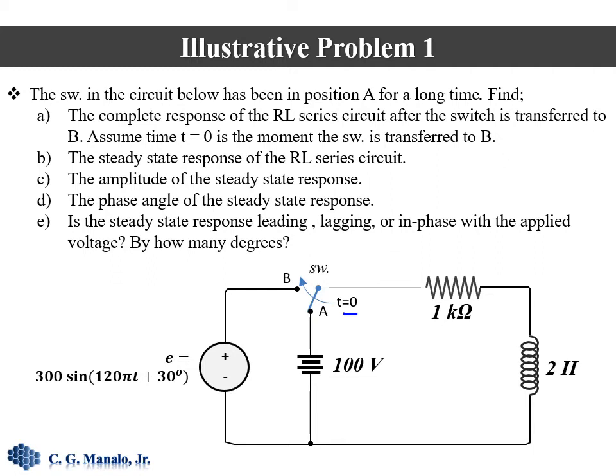And then at t equals 0, we transfer the switch to B. So before they transfer the switch, the circuit looks like a DC circuit. In fact, it is an RL circuit with a DC source equals to 100 volts. And then at t equals 0, the switch is transferred and it becomes an AC circuit, but still an RL circuit. So the question is, what is the complete response after the switch is transferred to B?